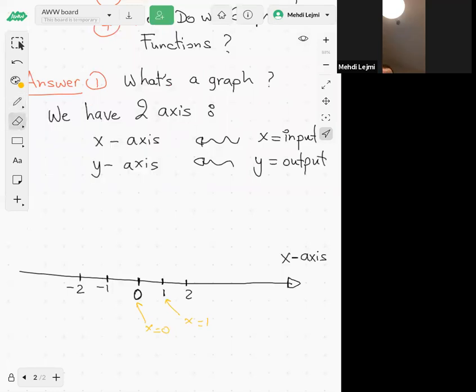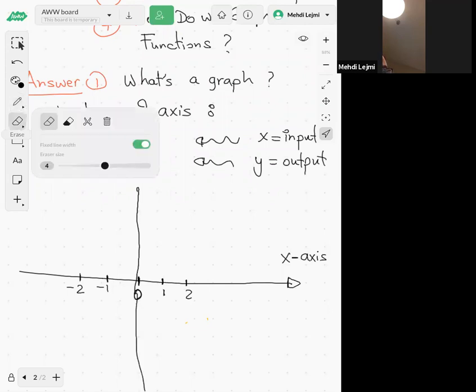Now, there's this x-axis and there's a y-axis. The y-axis is a vertical axis, and actually the y-axis passes through the 0. So here's my y-axis.